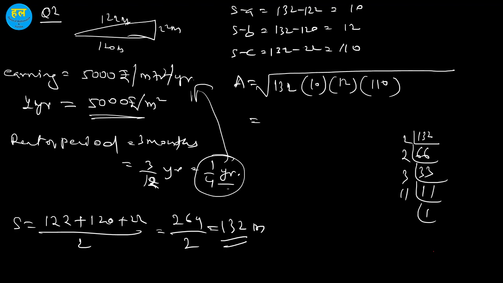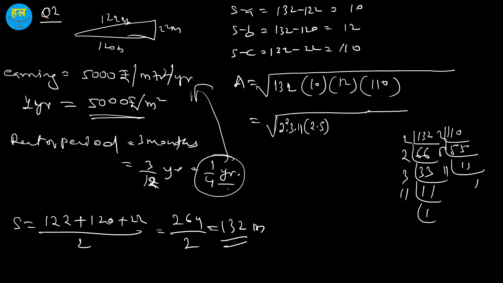Under root, 2 to the power 2 into 3 into 11, 2 into 5, then 2 into 2 into 3, then 2 into 5 into 11.